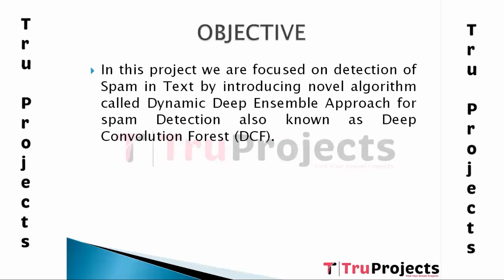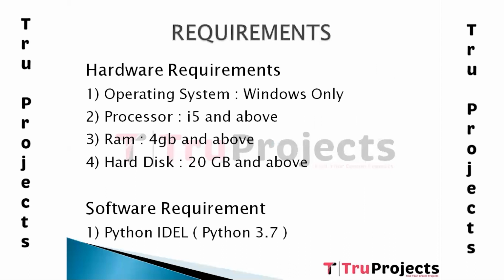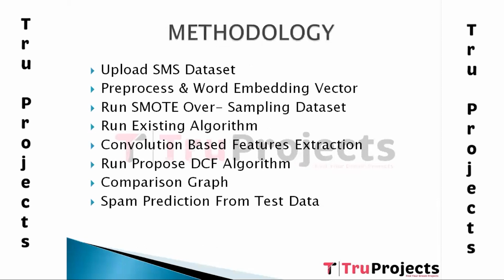The main objective of this project is focused on the detection of spam in text by introducing a novel algorithm called the dynamic deep ensemble approach for spam detection, also known as Deep Convolution Forest. Hardware requirements: we need the Windows operating system, processor i5 and above, RAM 4 GB and above, hard disk 20 GB and above. Coming to the software requirements, we need to install Python version 3.7.